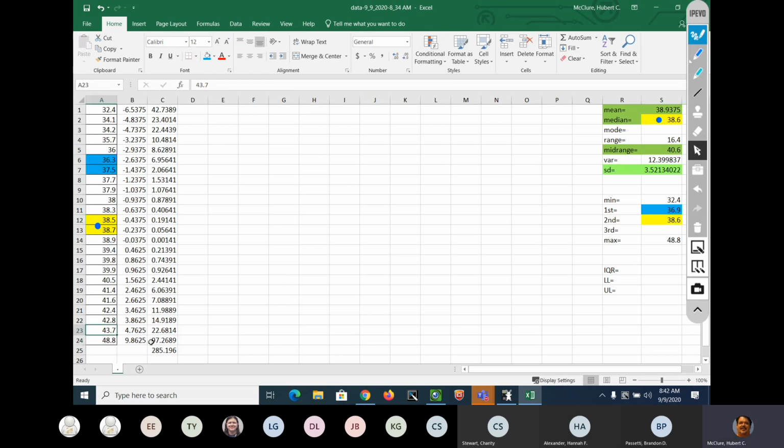Now do the same thing on the bottom. 1, 2, 3, 4, 5. So these two are going to be, and we'll color that with some kind of an orange or something. And that's equal to parentheses, this number plus this number divided by 2. So now you've got what you need for your interquartile range.